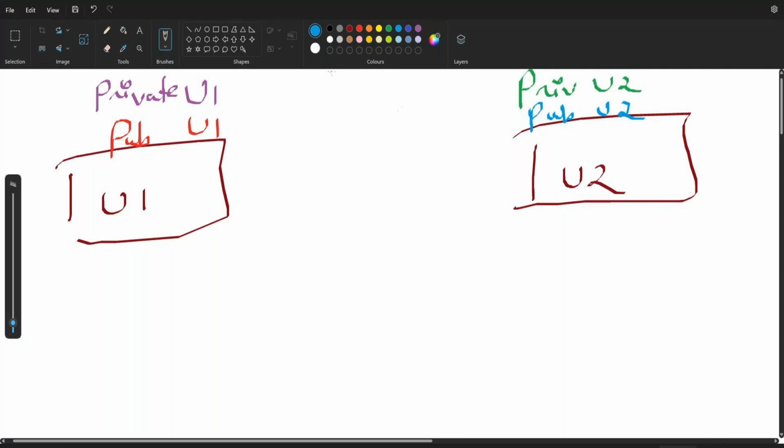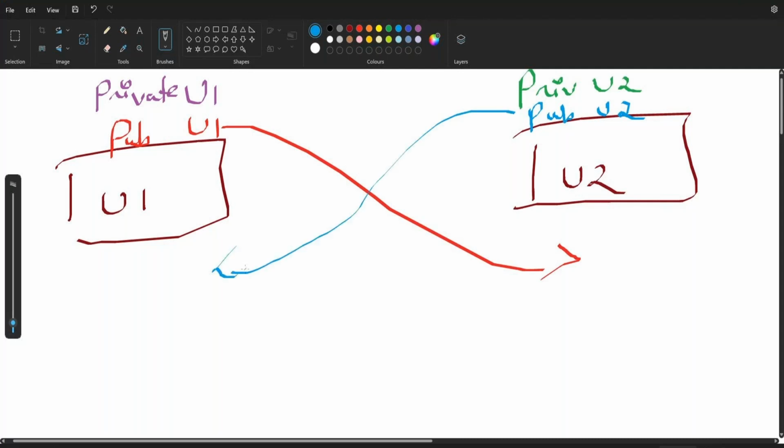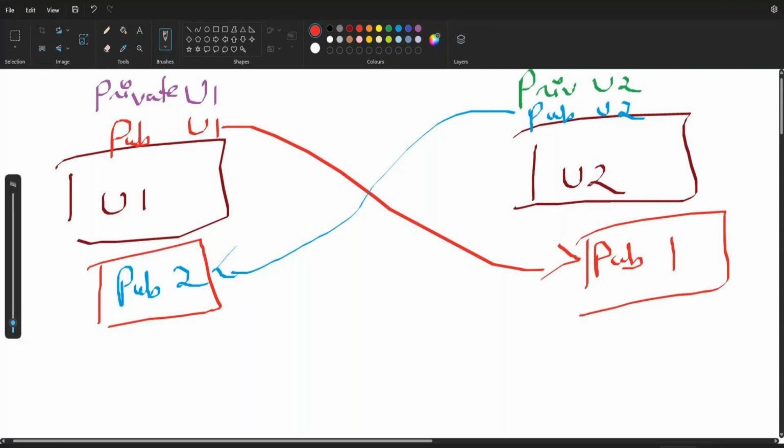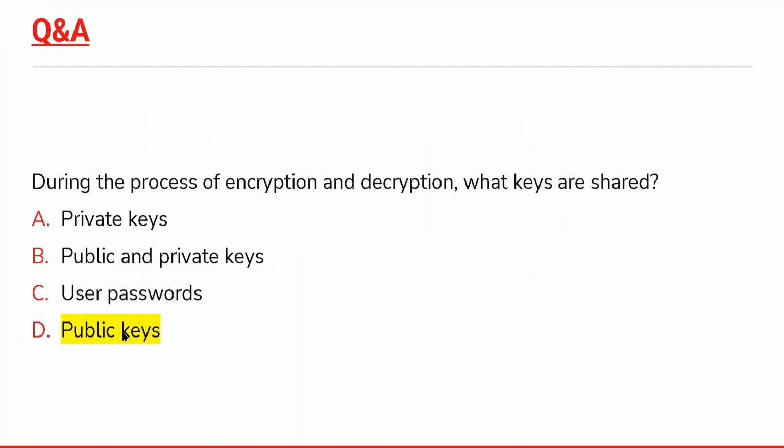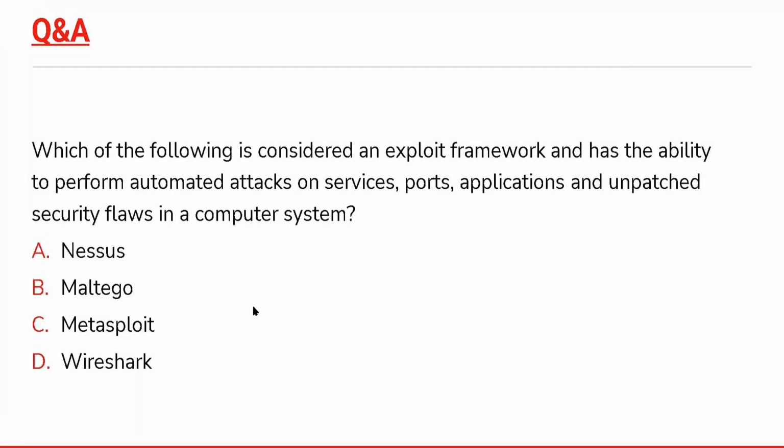Now, if they want to make the communication, they are going to exchange their public keys with each other. Now, both of the parties will have three keys: the public key of user 2 and the public key of user 1, along with their own private key. So that is why we are sharing the public keys. The correct answer for that is option D, public keys.